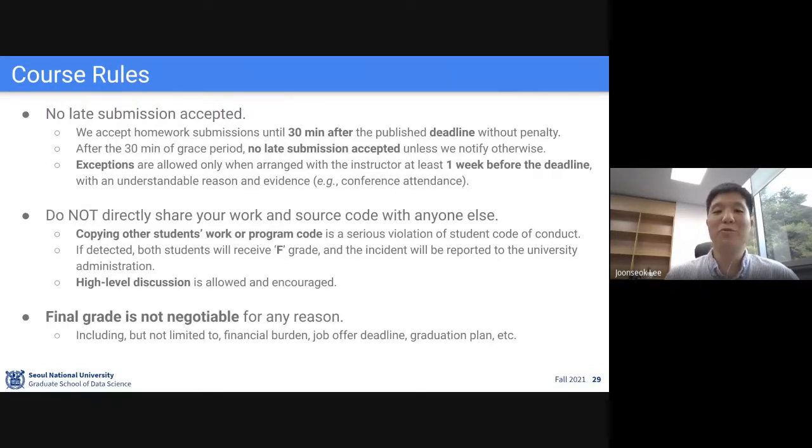So please do not try to negotiate, because I have some financial burden, and if I receive C in this class, I cannot receive the financial support, and that will be really hard for me. That kind of thing is not negotiable for any reason. So please keep that in mind. But I hope most of you, for everyone actually in this class, will have no problem. I would like to trust all of you.